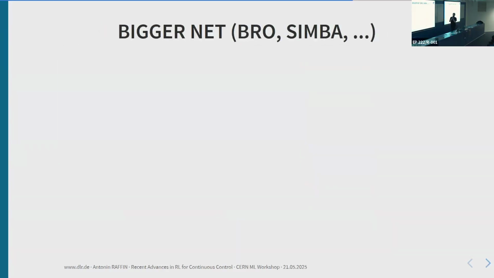So another idea to improve sample efficiency is to have a bigger network. This is not a new idea. If you follow deep learning, people have been trying that from the beginning. The thing is, in RL, if you again try to do it naively, it just doesn't work. Try to have a deeper network, try to have a bigger network, it just doesn't work out of the box. So you need some specific architecture to make it work. And only recently with BRO and the Simba algorithm, people finally managed to have bigger networks. So as a reminder, this is the SAC default neural network with 2 layers.